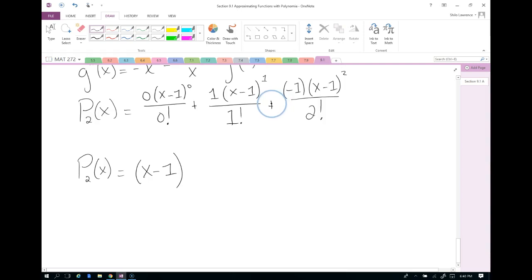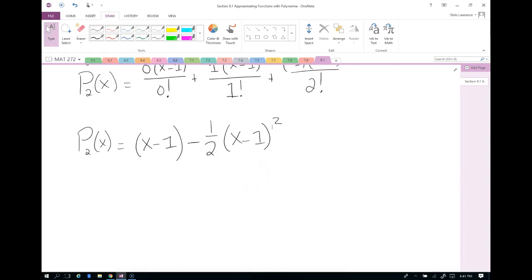And then my second piece, I'm adding a negative. In the top, I've got a negative 1 coefficient. 2 factorial is equal to 2. So this is minus 1/2 of x minus 1 squared. And you do not need to FOIL that out. You can leave those, and you should leave those x minus 1s intact. Do not attempt to FOIL them out. This is our p sub 2 of x.